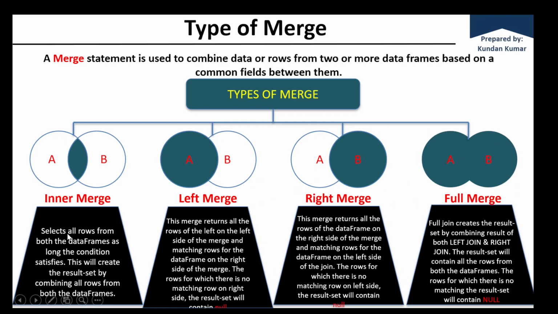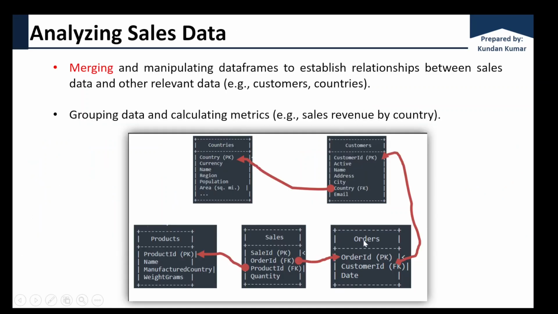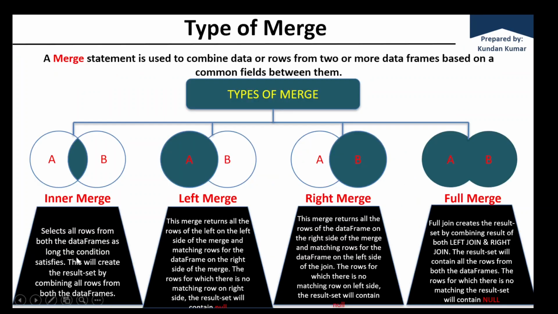Why inner? Selecting all the rows from both the data frames means we have a data frame. Currently we are using the sales and orders we are going to merge. So we are going to use both sales and orders, as long as the conditions are satisfied. This will create the new result set, a new data frame, by combining rows from both data frames. To understand this one, let's go there and use it.